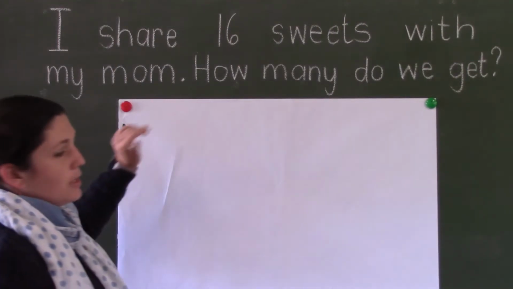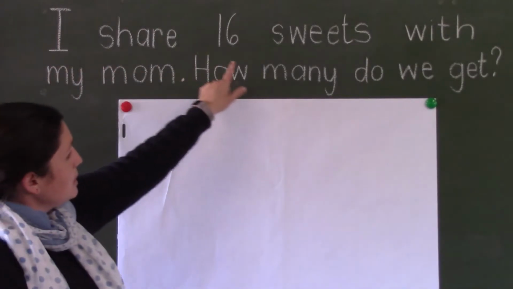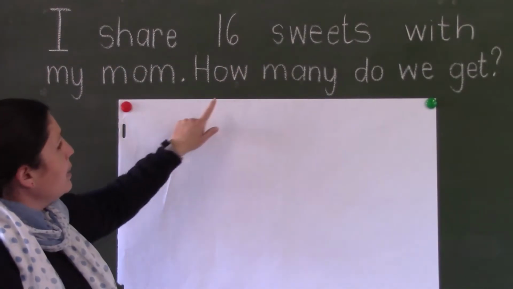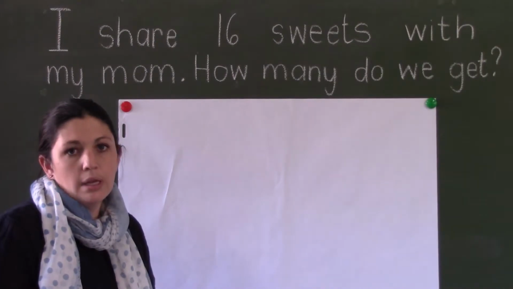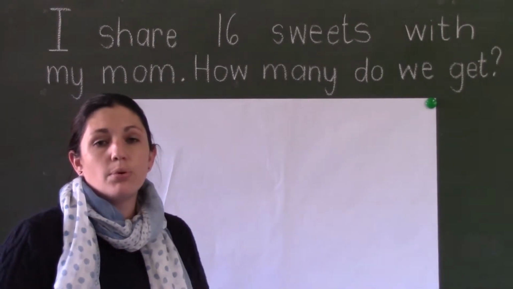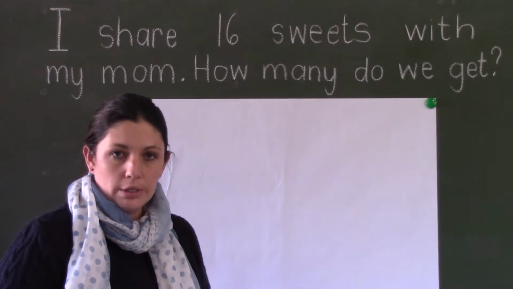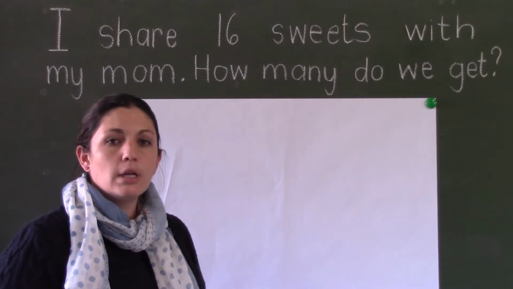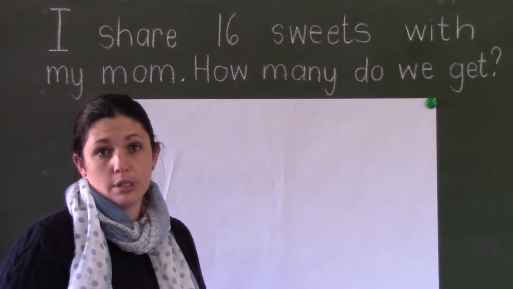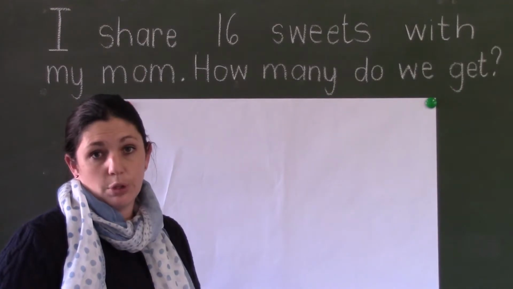So my sum over here says, I share 16 sweets with my mom. How many do we get? When we share, it's very important to remember to share equally. That means one person cannot have more than the other person. You need to be very careful with that.